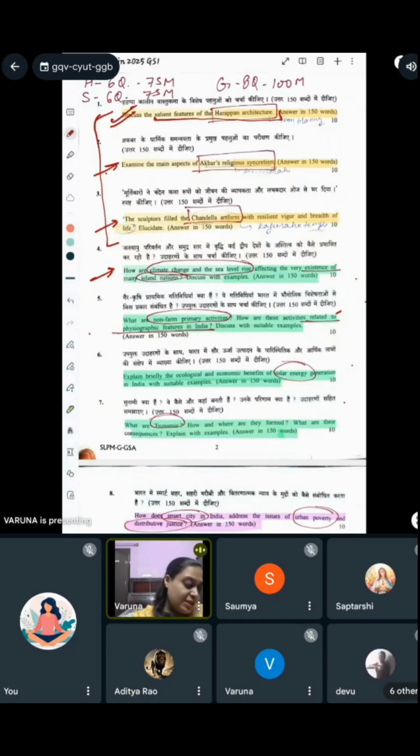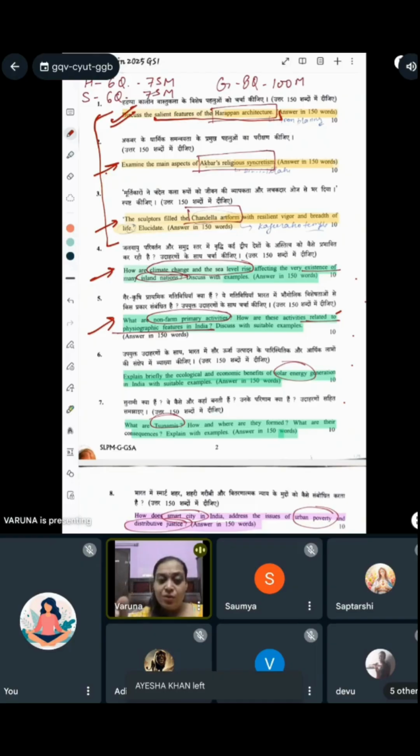Okay, let's move to the next question. What are the non-farm primary activities? How are these activities related to the physiographic features in India? Discuss with suitable examples. So this question, though, is an easy question, but if one has no understanding of non-farm primary activities, he or she may not be able to address it properly.